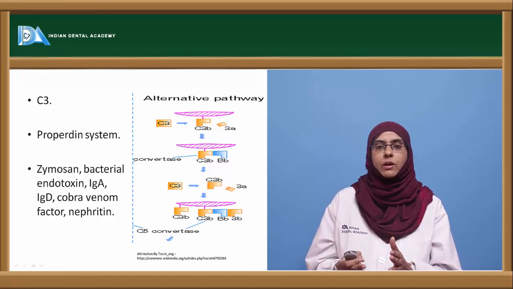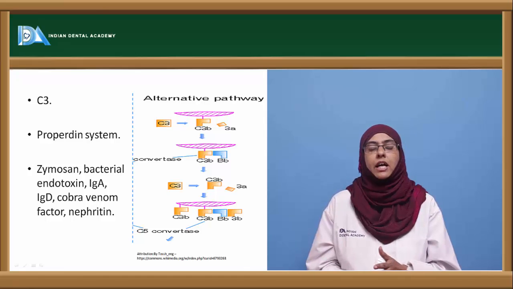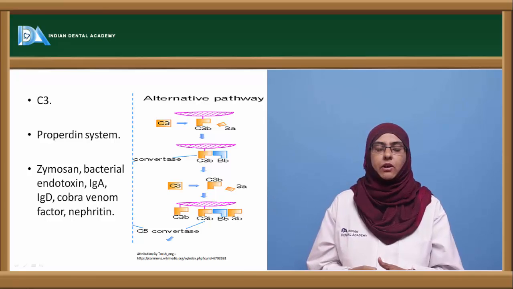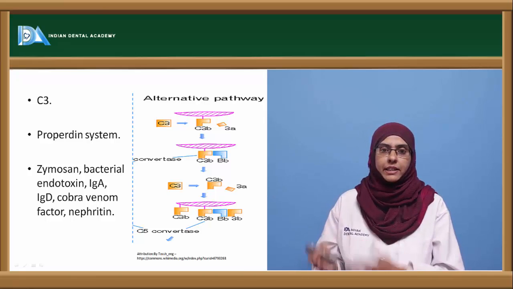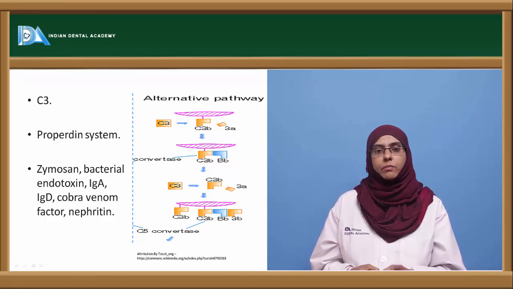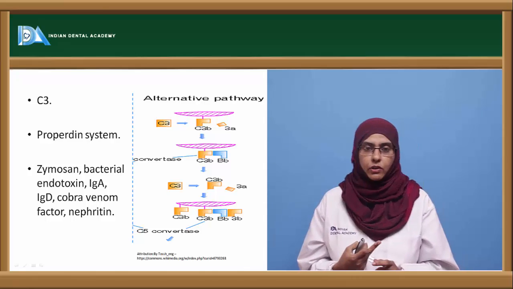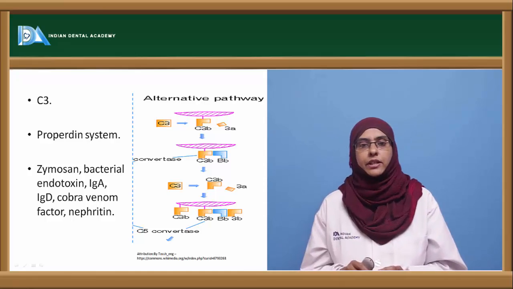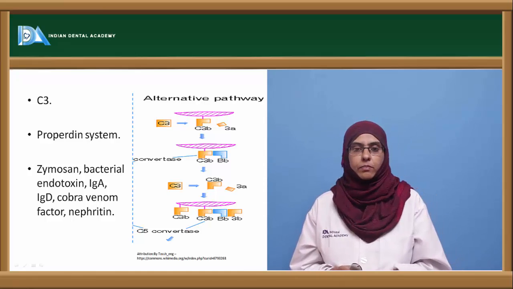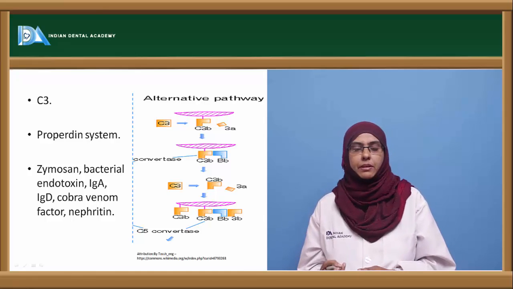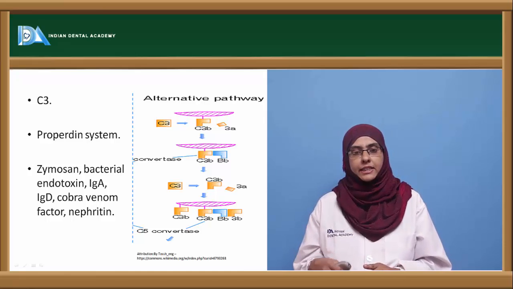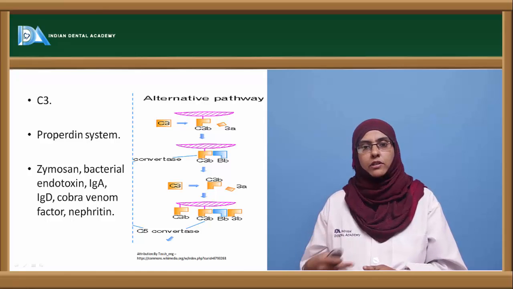Now this B component has to be cleaved by another important factor present in the alternative pathway, which is called factor D. Factor D cleaves the B component into Ba and Bb. Ba is released as an anaphylatoxin, and Bb joins to form the C3bBb complex. This C3bBb complex acts as a C3 convertase to produce more C3b.